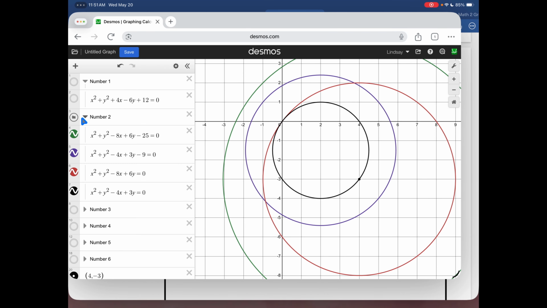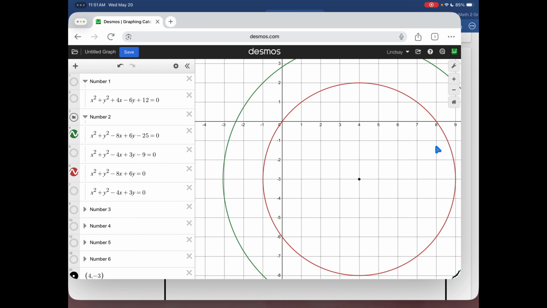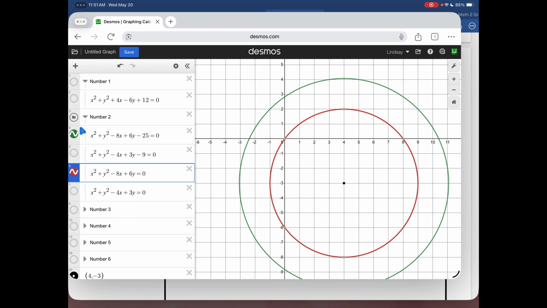If I come to number 2, I can see all these graphs happening here, so I'm going to pull them all down. There's all of them. Here's my center, the point that I just plotted. The black one is not a center, and the purple one is not a center. The only ones that are a center are the green and the red, which are A and B. So I need to figure out which one has 5 units.